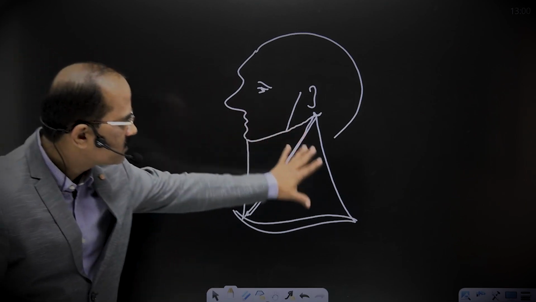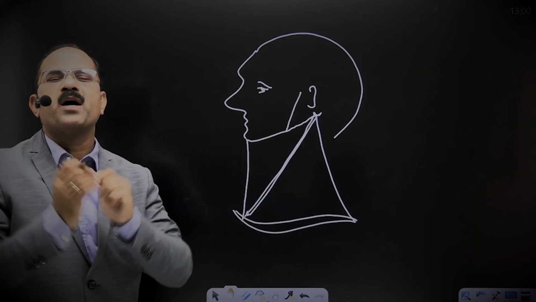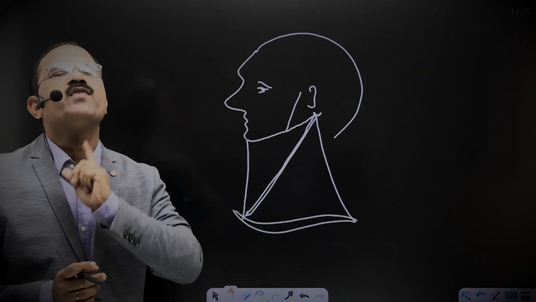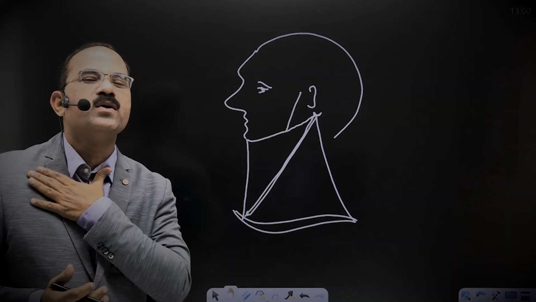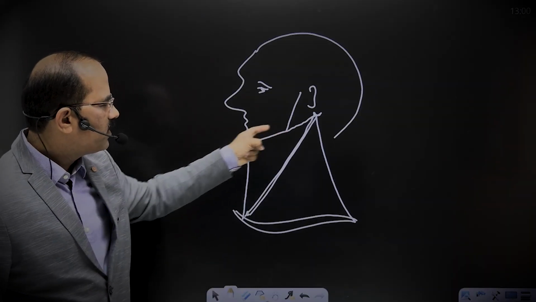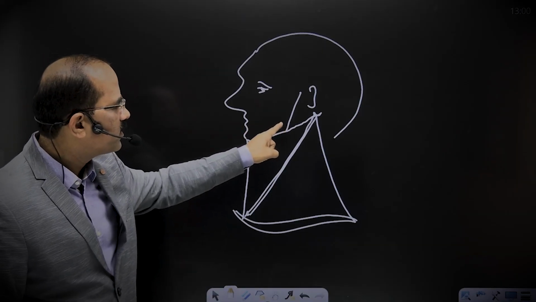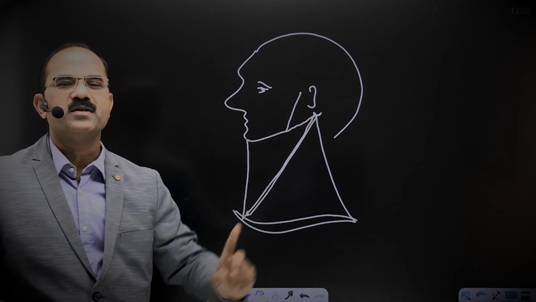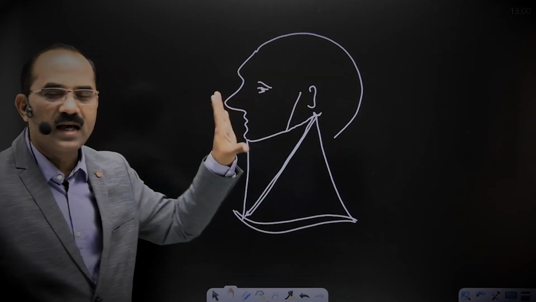Now this becomes the side of the neck. Are you perfectly clear? What are the boundaries of the side of the neck? Who's in front? Midline of the neck. Who's behind? Trapezius. Who's below? Clavicle. And who's above? The body of the mandible, and a line drawn from the angle to the mastoid process. So this becomes the side of the neck.